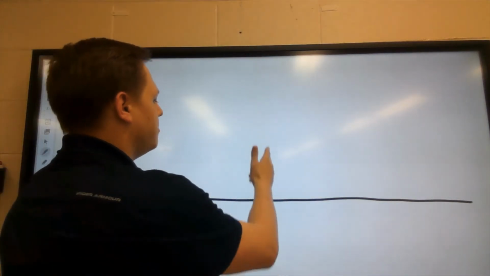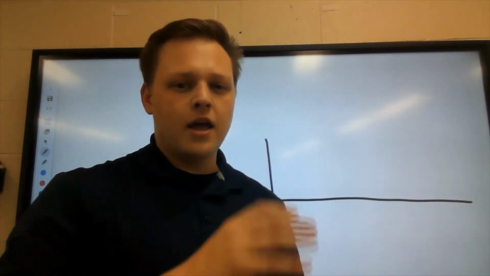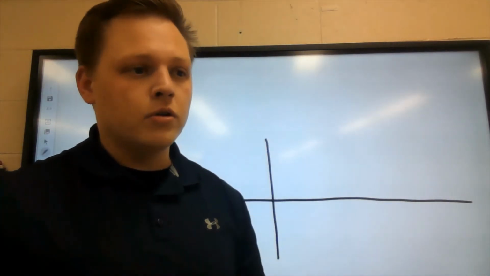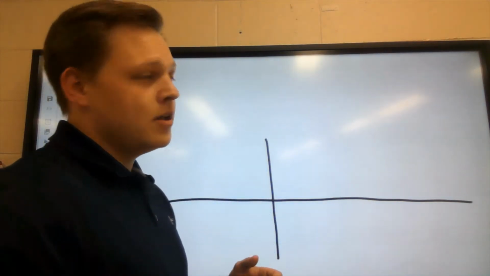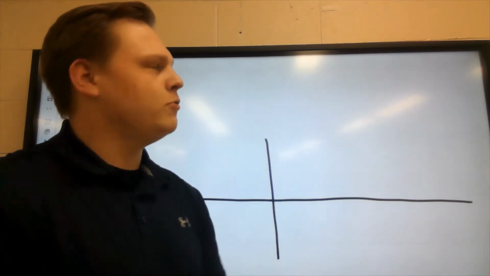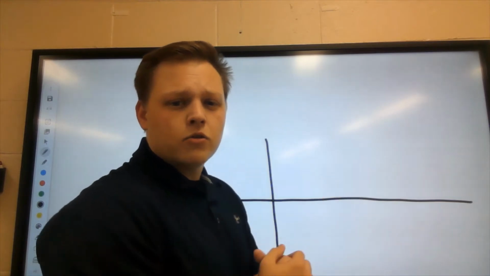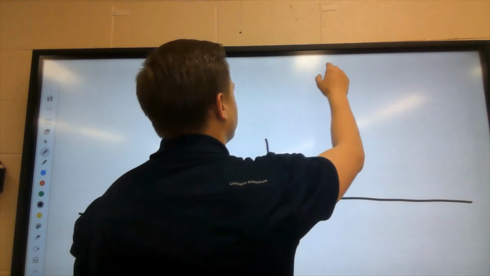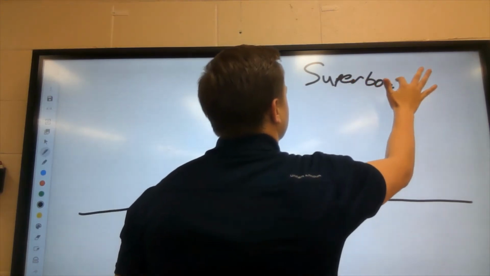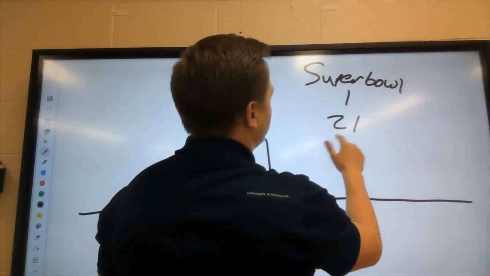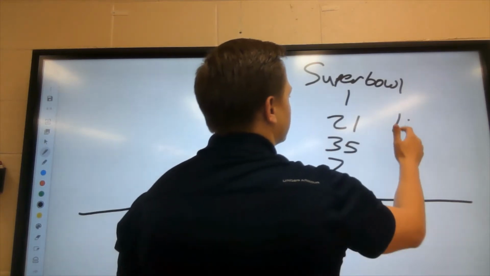The best way for students to really understand how to draw a timeline is to make it relevant to them. How do I make it more relevant? I like sports. Most of them do too. So we'll come up here and say, I don't know, Super Bowls. We'll put the Super Bowls in order. So Super Bowl 1, 21, 35, 7, and 10.